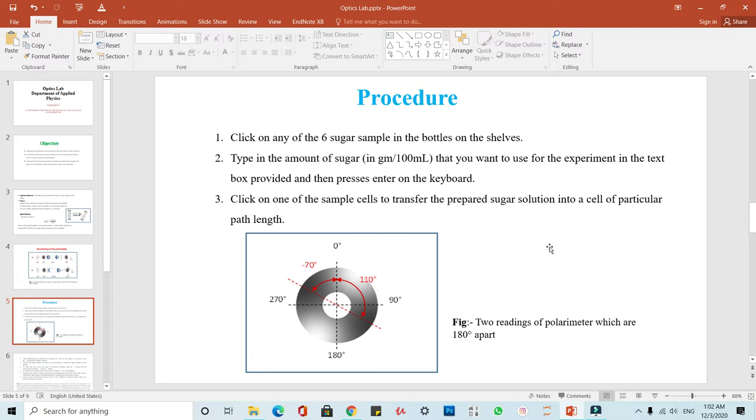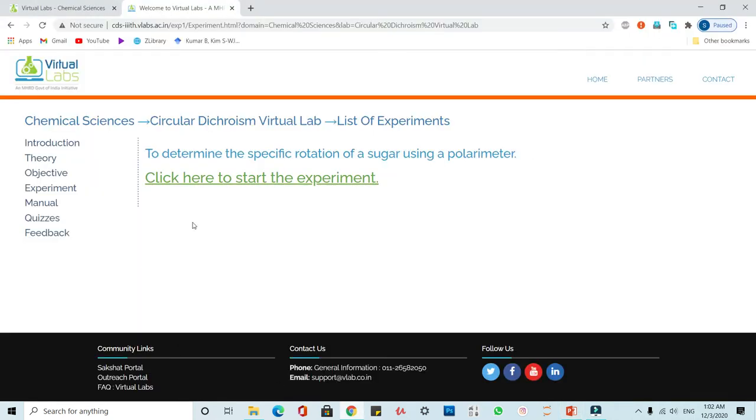So let's start performing our experiment in the virtual lab. This is the link for performing the experiment. You have to go to chemical science, then click on the circular diagram virtual lab, and among the list of experiments you have to select the one to determine the specific rotation.